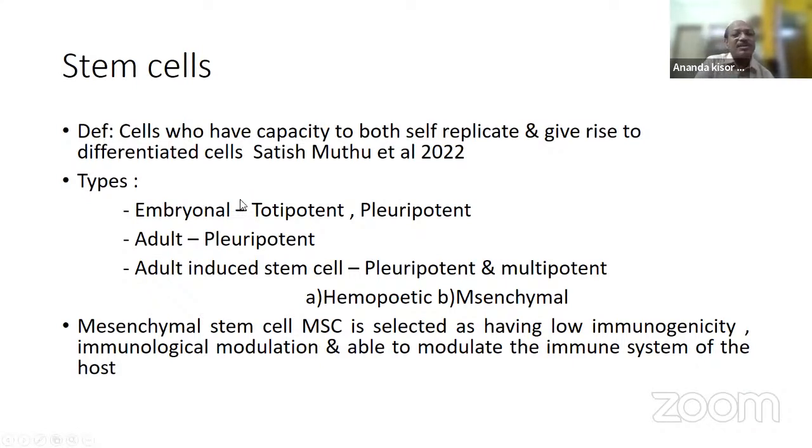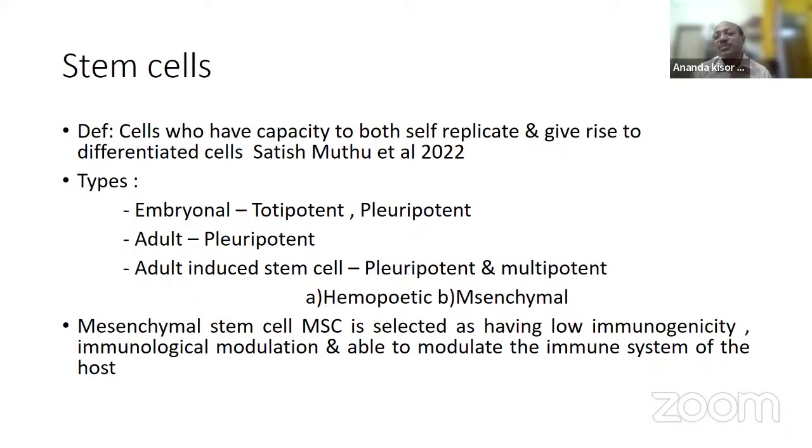Now, adult stem cells are basically the pluripotent stem cells we can find, and among the pluripotent, there may be some multipotent stem cells. Suppose the pluripotent stem cells may be hemopoietic and mesenchymal, and the mesenchymal stem cells may be multipotent stem cells. Multipotent means mesenchymal, they produce some connective tissues.